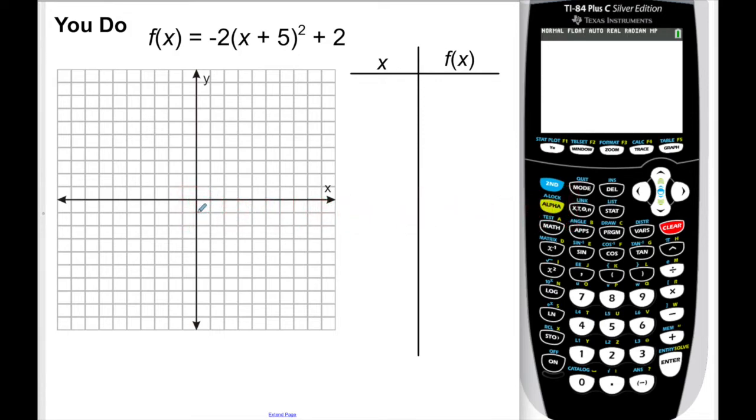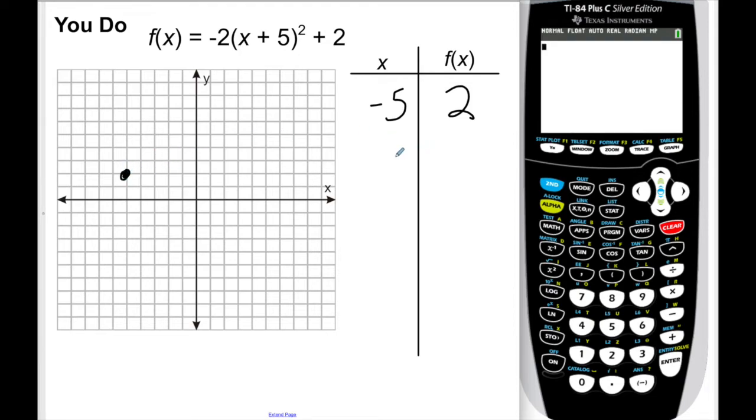All right, so here's how we're going to solve it. Remember, what are we going to start with for our x? We're going to start with -5. -5 makes this 0. 0 squared is 0. -2 times 0 is 0. And that gives me 2.